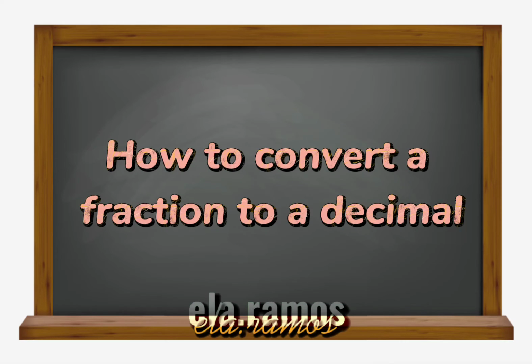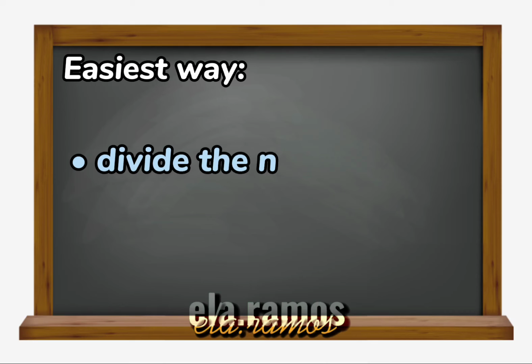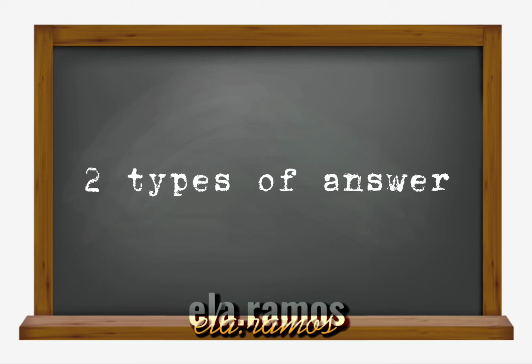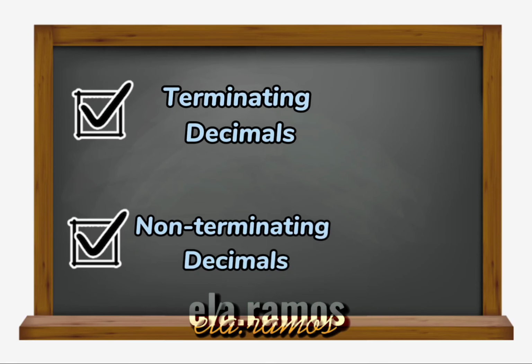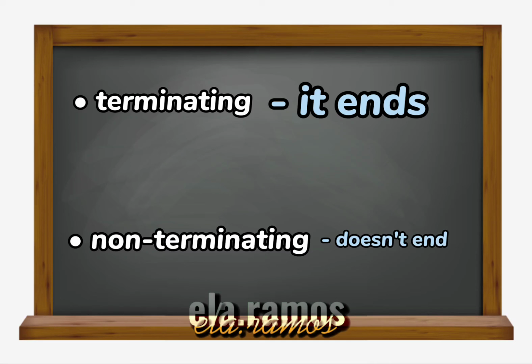Now, I'm going to share with you what I've learned on how to convert a fraction to a decimal. The easiest way to convert a fraction to a decimal is to divide the numerator, or the top of the fraction, by the denominator, or the bottom of the fraction. The resulting answer will be the value of the fraction expressed as a decimal number. We have two types of answer when we convert a fraction to a decimal: terminating decimal and non-terminating decimal. A terminating decimal is an answer that ends, while a non-terminating decimal is one that doesn't end, or goes on endlessly.